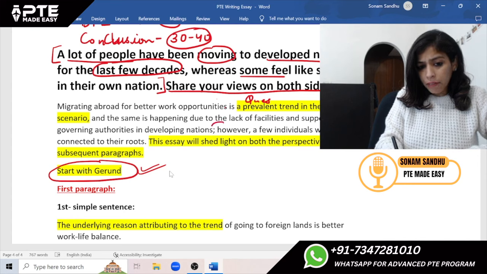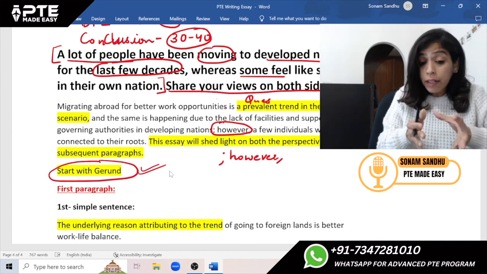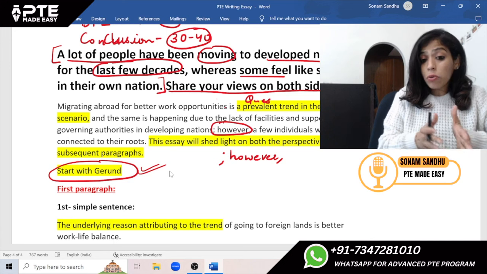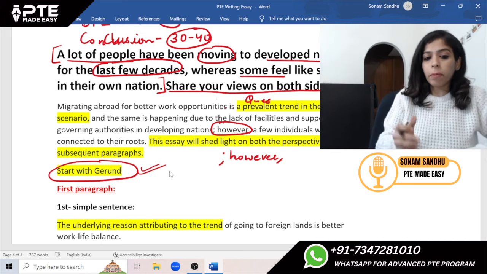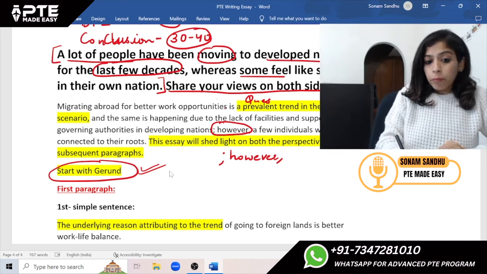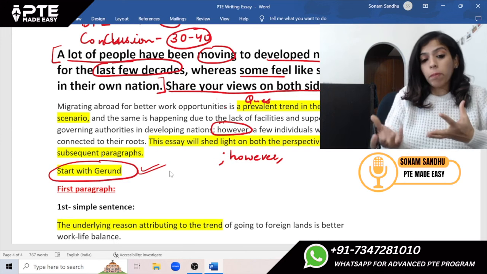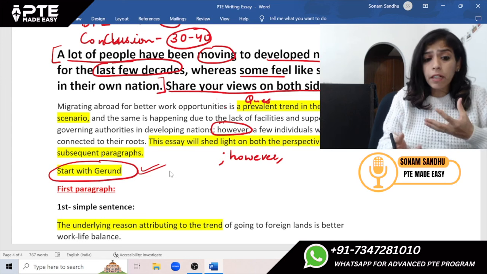Now, have you noticed I have used however, which is a complex structure, and I have used a semicolon before however and a comma after however, because I have used however in between two simple sentences or two clauses. It's a single sentence, but a lengthy one. Now, this essay will shed light on both the perspectives in the subsequent paragraphs. If it's an essay of different points of view, for and against, this essay will shed light on both the perspectives in the subsequent paragraphs.